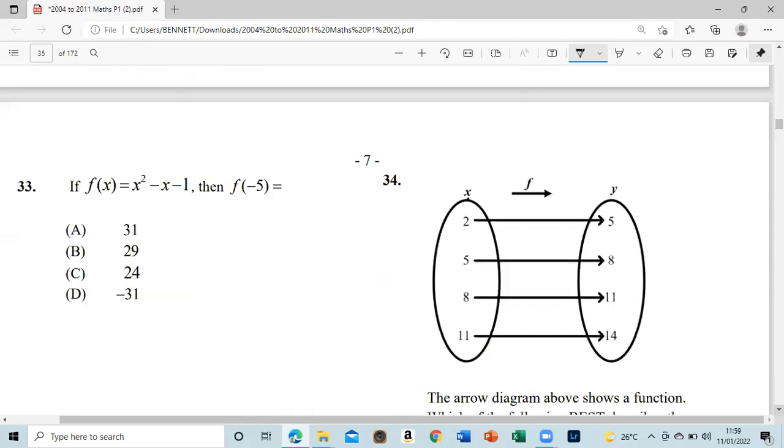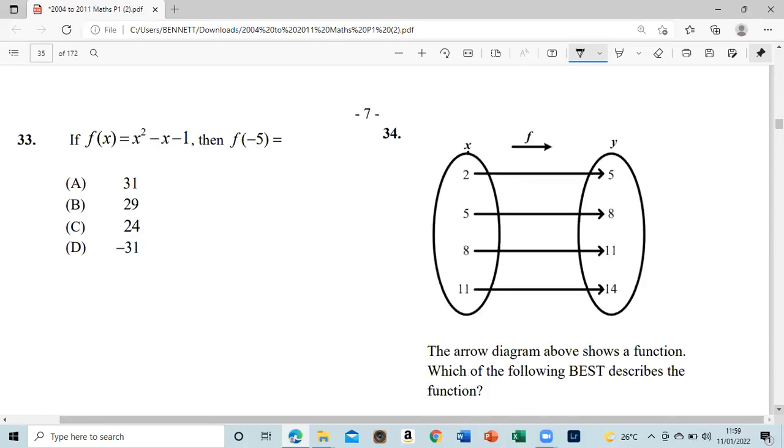All right. On to 33. If f of x is equal to x squared minus x minus 1, then f of negative 5. So all we're going to do is replace x with negative 5. Common error, students will just put 1 negative 5. Remember, there's a minus here. X in itself is negative 5. So ensure that you don't make that error. I've seen it so many times.